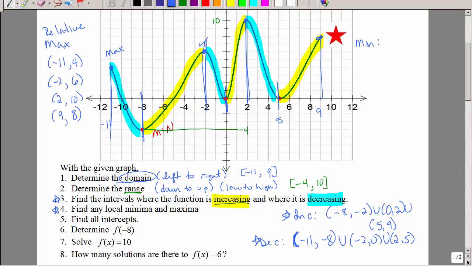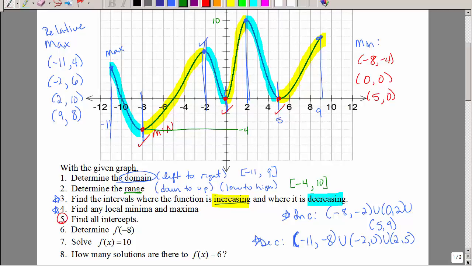Let's look at the minimums. All right, we have this point, which is at -8, -4. We're going to call that 0, 0. And did we have another one? Yes, we did. We had it at 5, 0. Did I get them all? There's 1, 2, 3. Those were all the minimums.